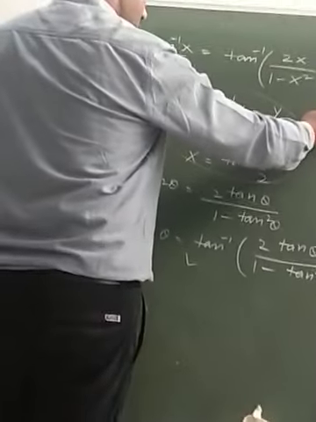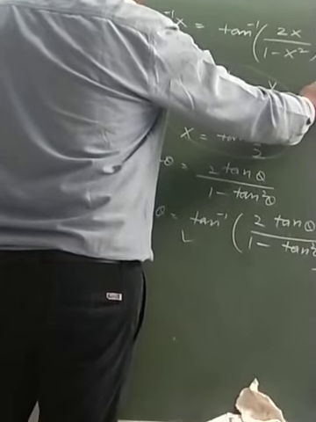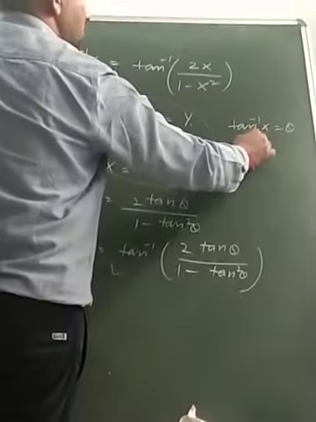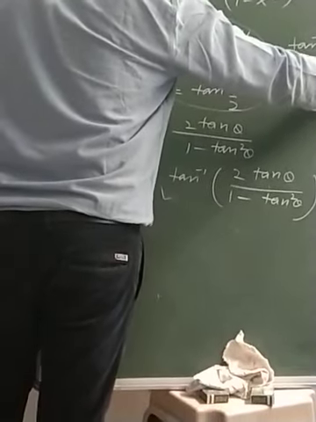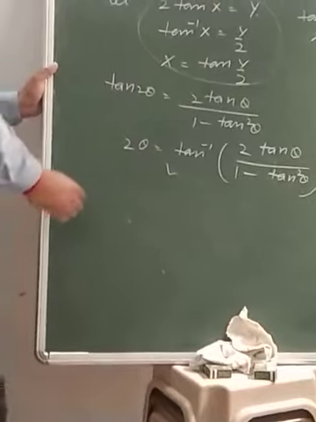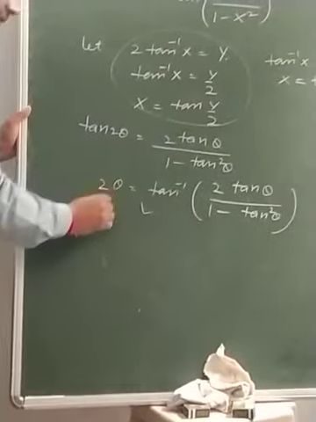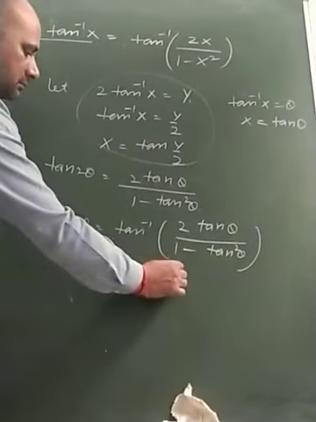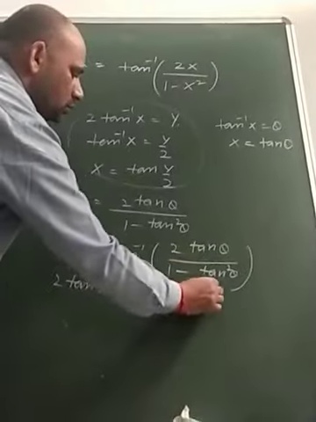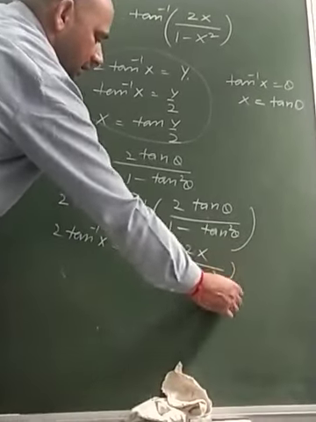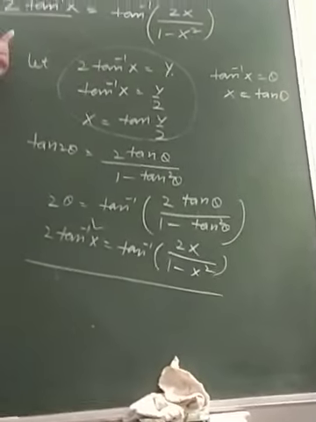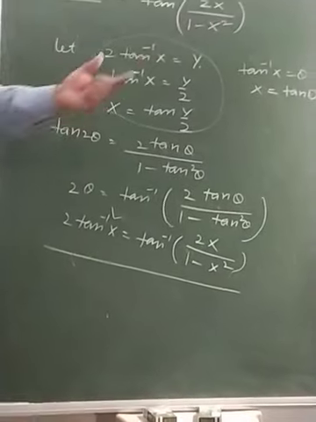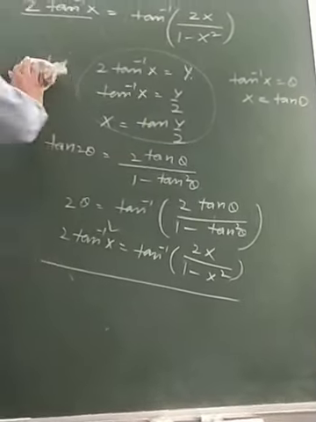So we suppose tangent inverse x as theta, then the value of x is tangent theta. Now you can put theta as tan inverse x and tangent theta as x, giving 2x upon 1 minus x square. We have the property: 2 tan inverse x is tangent inverse of 2x upon 1 minus x square.